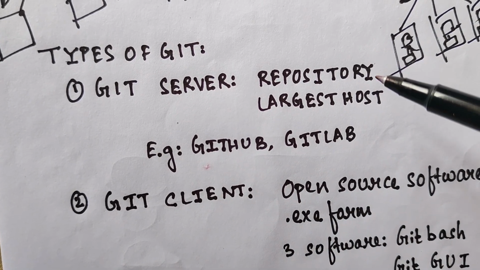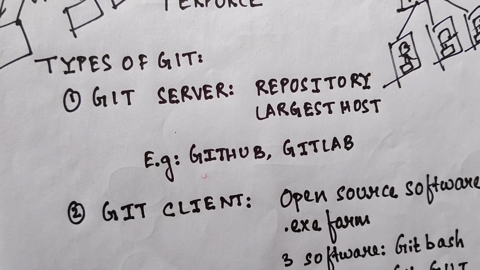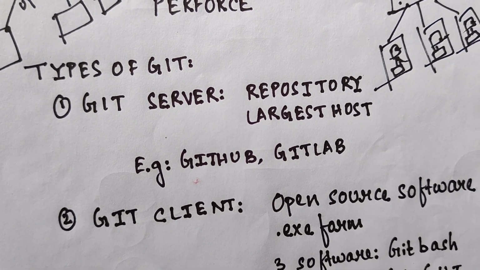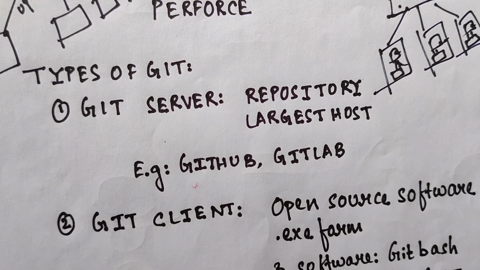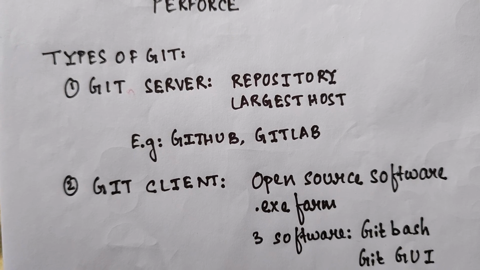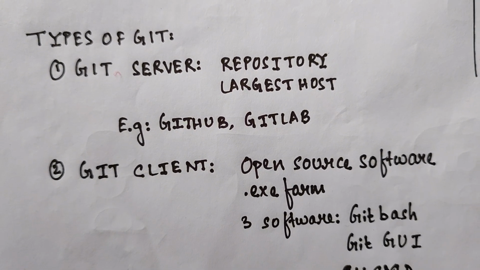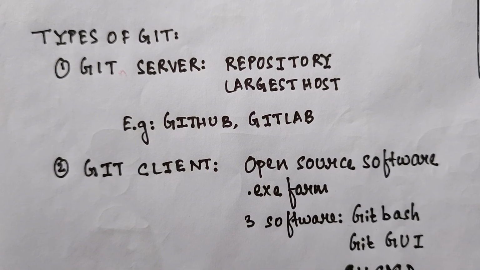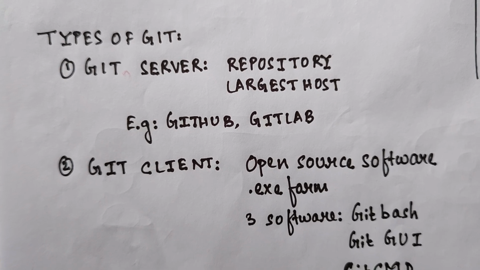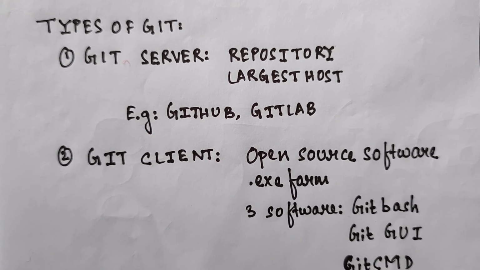Git server is the repository, and it is one of the largest hosts that will help us to store and manage files and work collaboratively. That is the main function of a Git server. It is used to store and maintain the source code of the project. So GitHub and GitLab are there that will help us to maintain a collaborative environment to store the projects. We'll have a clearer view in the upcoming videos.